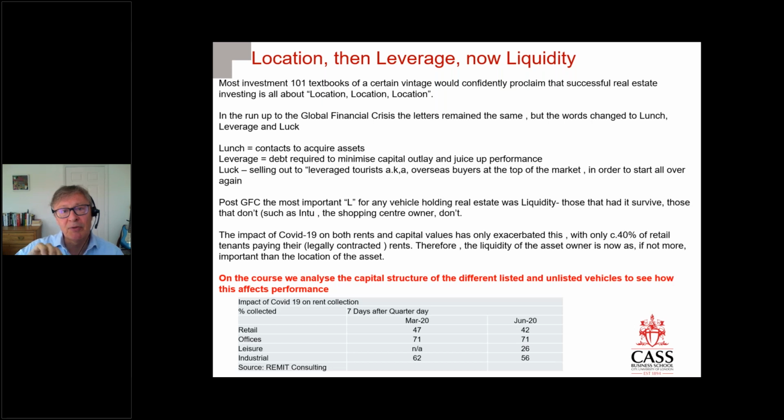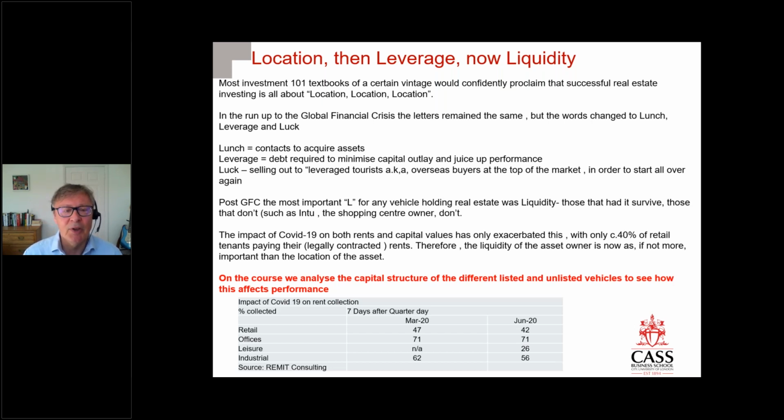And that period of 2000 to 2007 was effectively an uninterrupted bull market, the irrational exuberance as termed by Alan Greenspan. So in that period, the run-up was no longer about location, location, location. Effectively, the letters stayed the same, but it turned into lunch, leverage, and luck. And what do I mean by that?